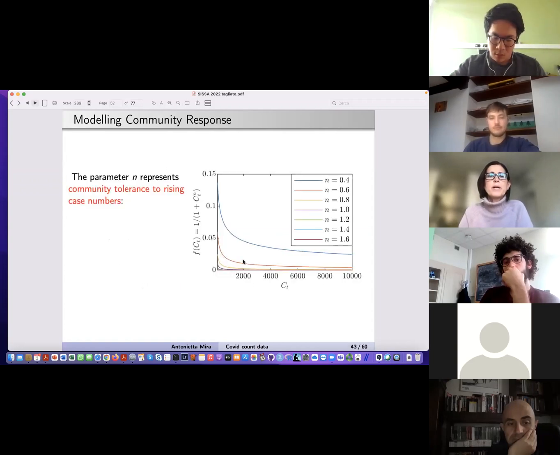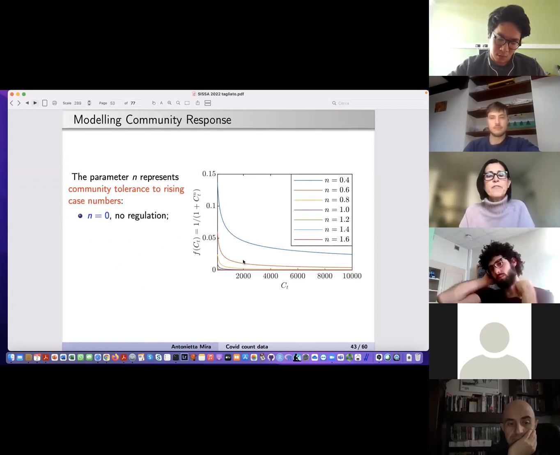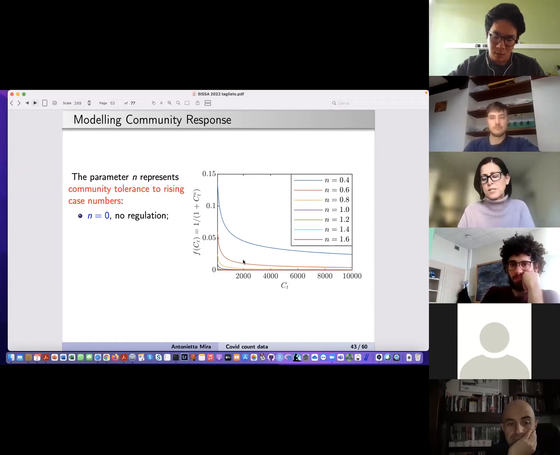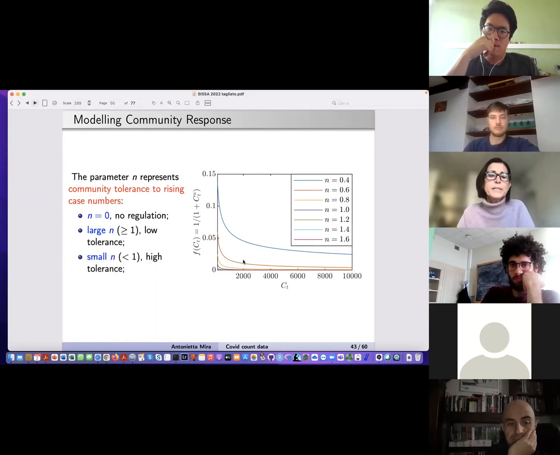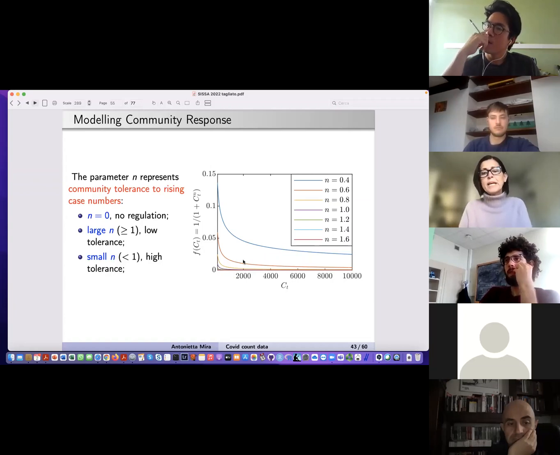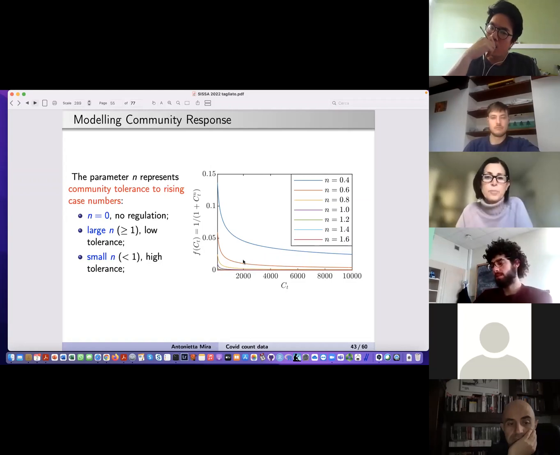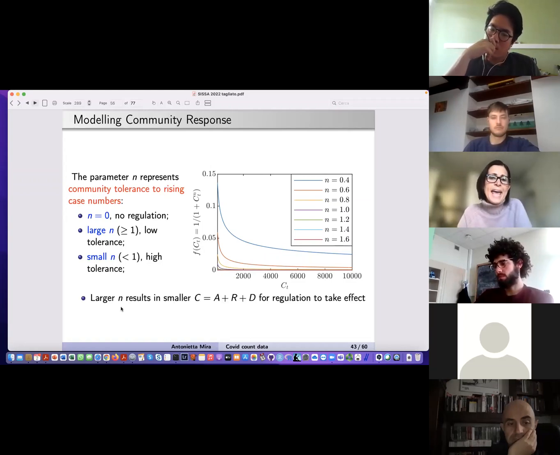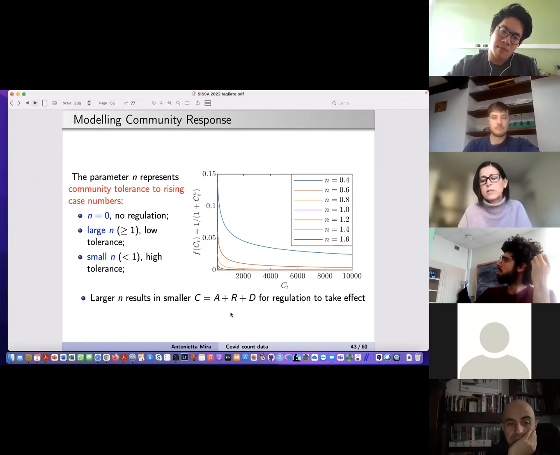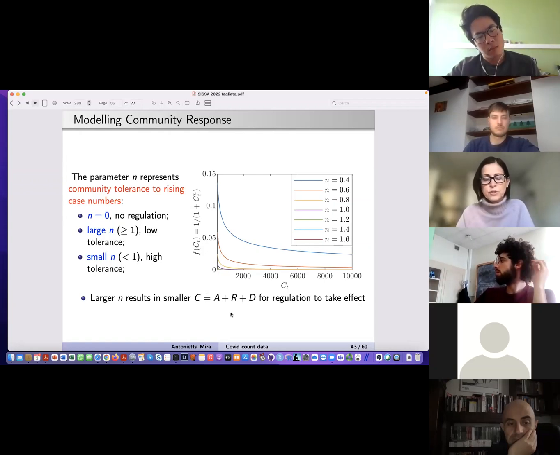So let's focus on this N parameter. This models the community tolerance to rising case numbers. If N is 0, it means that the country does no regulation whatsoever. If N is large and bigger than 1, it means that the country has a low tolerance to the pandemic and acts strongly to it. On the other hand, if N is small and less than 1, it means that the country has a high tolerance to the pandemic and does not act strongly to stop the pandemic. So larger N results in smaller cumulated cases for regulation to take effect, for the state or the country to start imposing non-pharmaceutical intervention or to impose vaccination and so on.